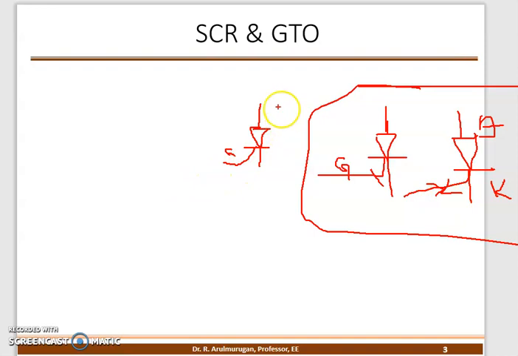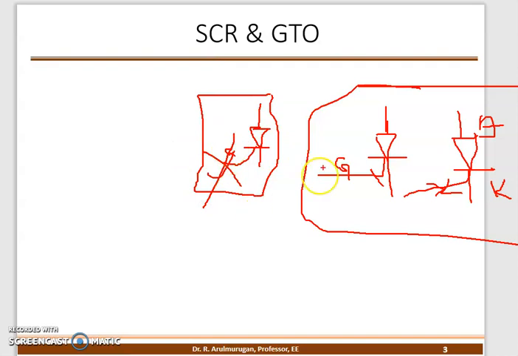What is the difference? The SCR is controlled on. You turn it on through the gate terminal, and once it is on, you can remove the gate terminal. You can't turn off the SCR. That's why it is an uncontrolled turn-off device.